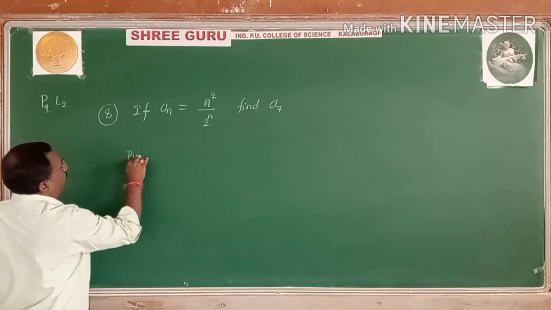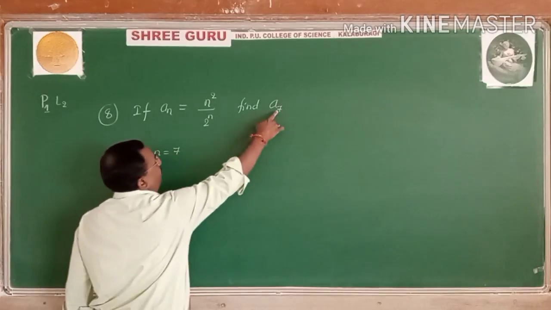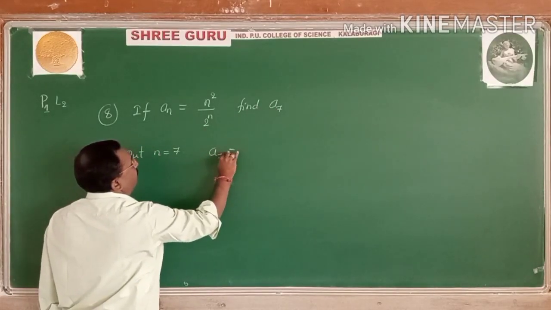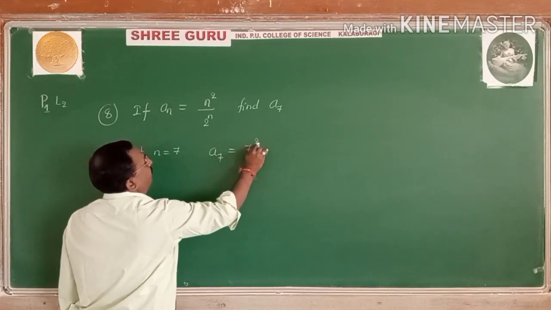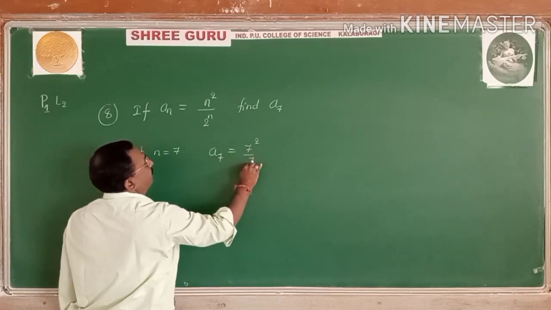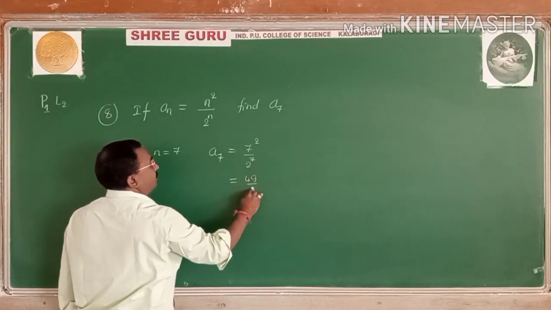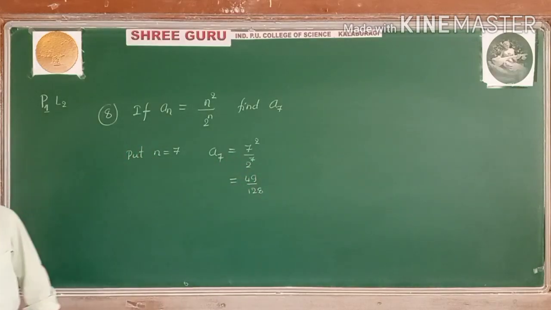Put n is equal to 7. A7, the 7th term, is equal to 7 square divided by 2 power 7. 7 square is 49. 2 power 7 is 128. This is the value.